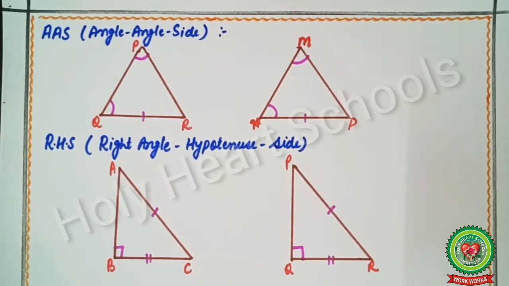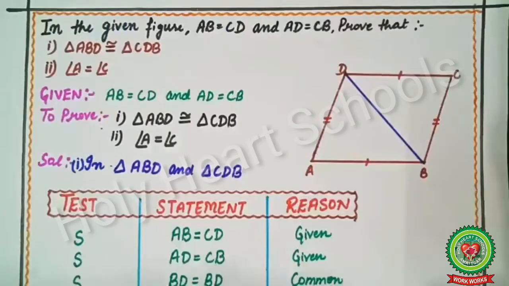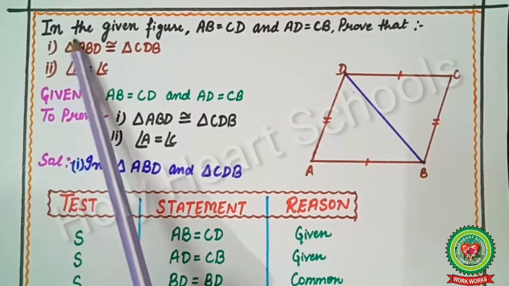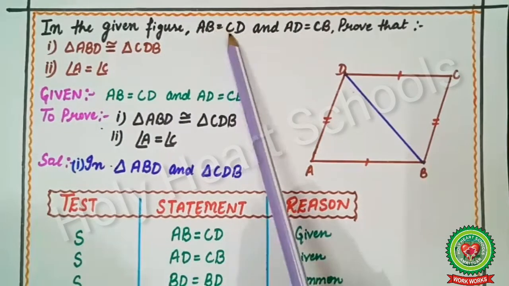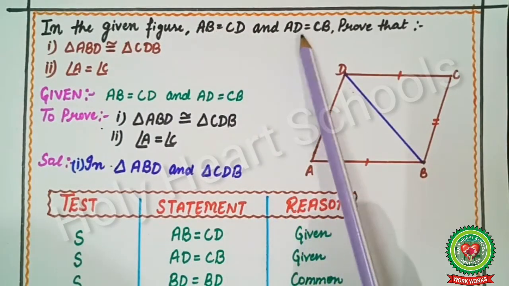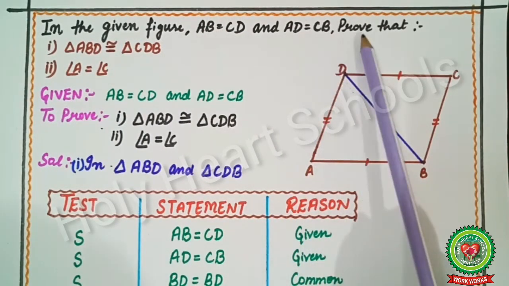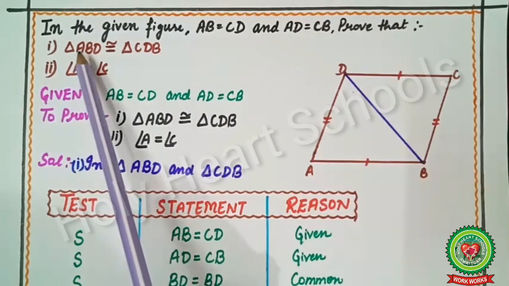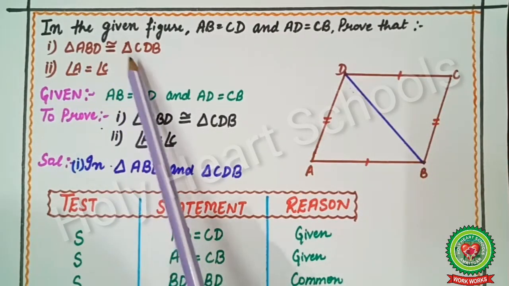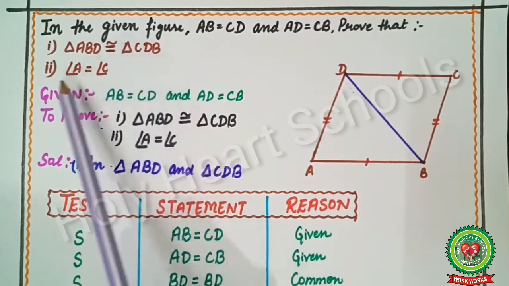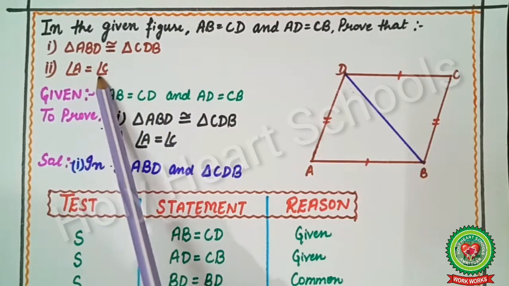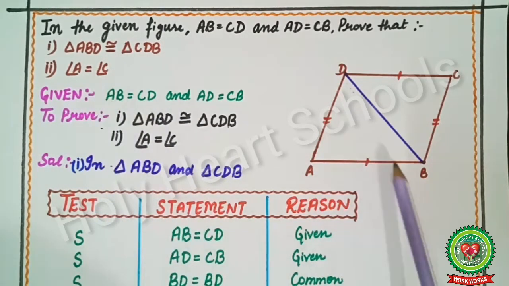Now let's start with the first example. So here we have our first example. Let's read the statement. In the given figure, AB is equal to CD and AD is equal to CB. Prove that number one, triangle ABD is congruent to triangle CDB, and number two, angle A is equal to angle C. Now first of all, you can see the figure here, right?